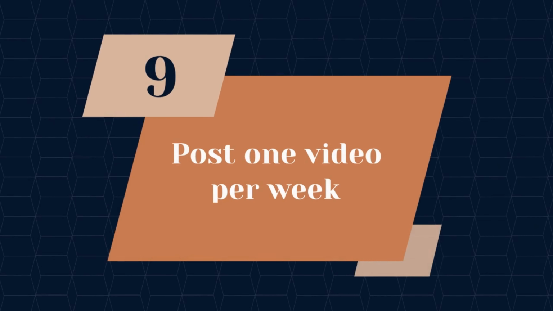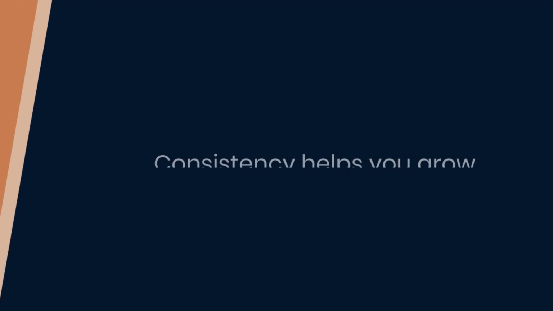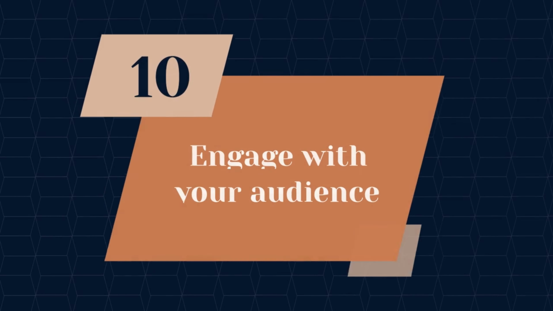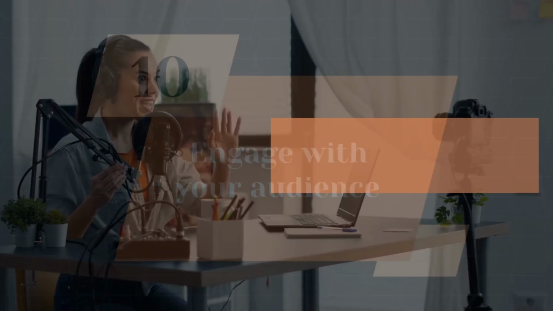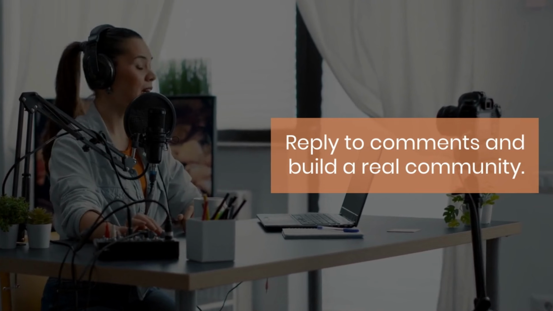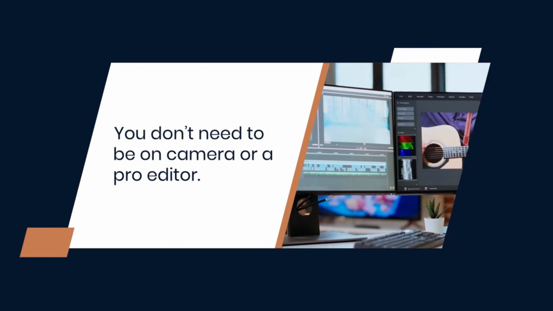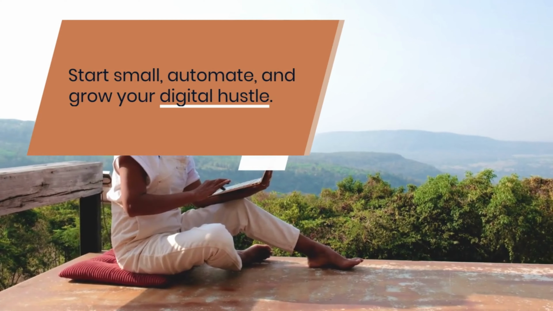Step 9. Post consistently. Once a week is enough to start. Consistency trains the algorithm to recognize your content. Step 10. Pin comments, ask questions, and reply to build community. Automation grows your channel, but connection builds loyalty.